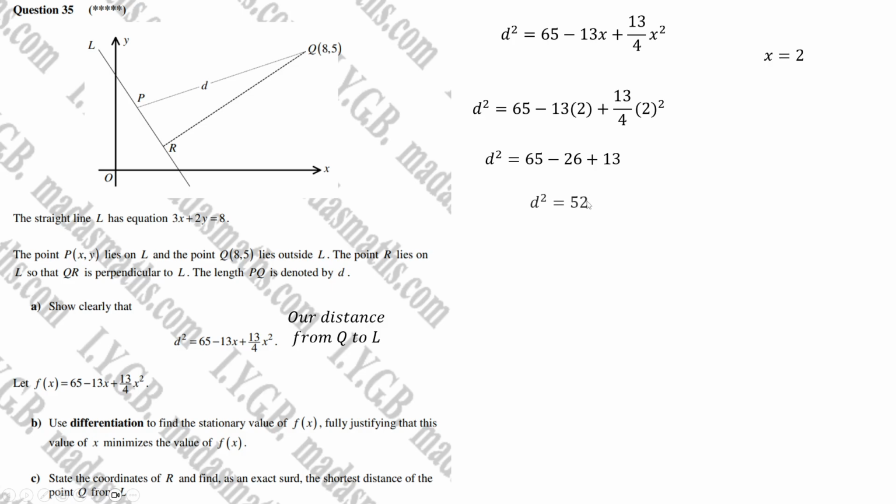Okay, what else do we want? We want to find the shortest distance. Okay, so we know that when x equals 2, as we found out last time, it minimizes d squared. So we'll just plug in x equals 2 into there, get what that equals. D squared equals 52, so d equals 2 root 13 units.